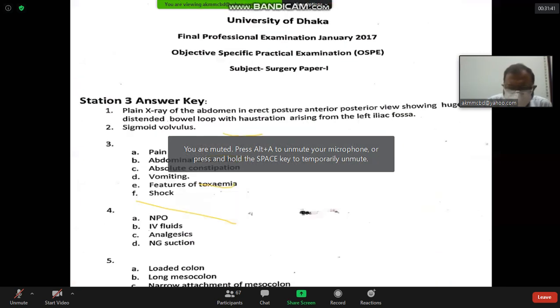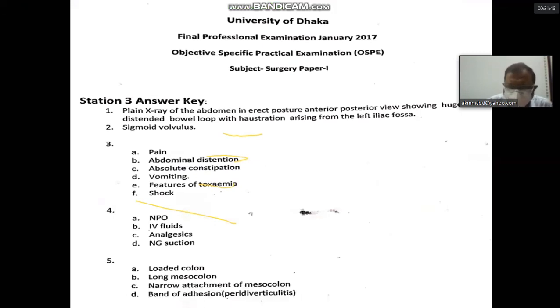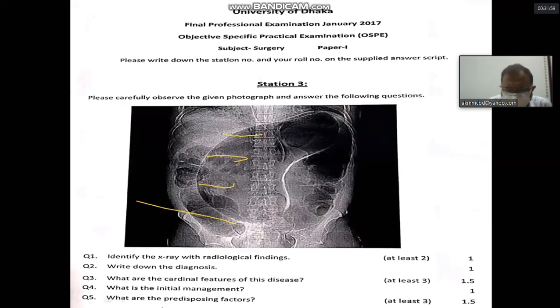Okay. So in the findings of X-ray you have to write down, this is the plain X-ray of abdomen in erect posture, AP view or anterior posterior view showing huge gas distended bowel loop. See, there is the huge gas distended bowel loop, and there are haustrations in here. Have you seen? There are haustrations in both right and left sides. These are all the haustrations. Where are the haustrations we found? So large intestine.